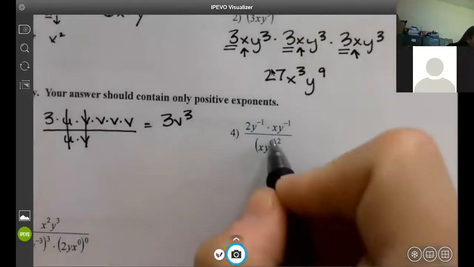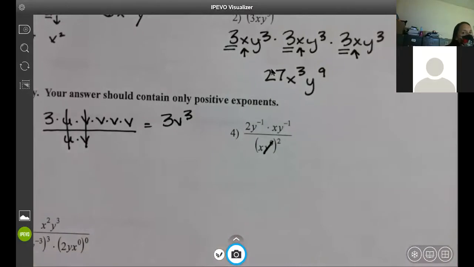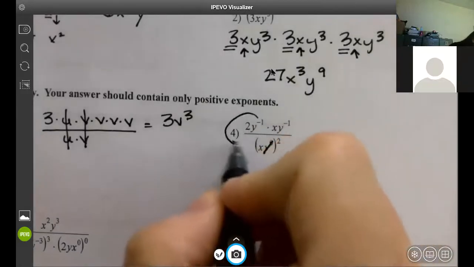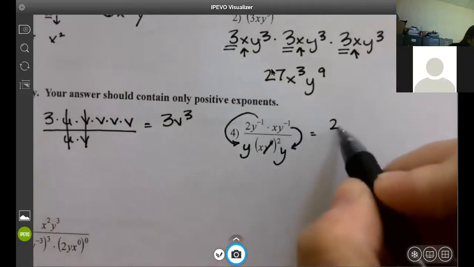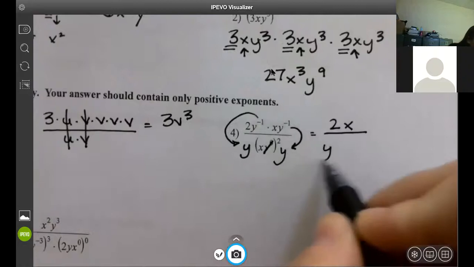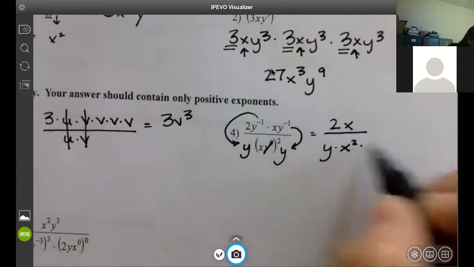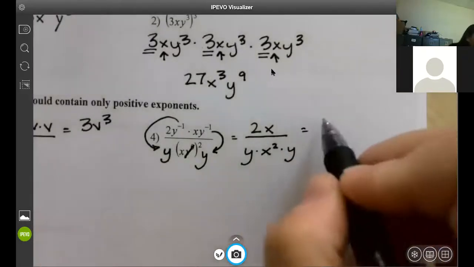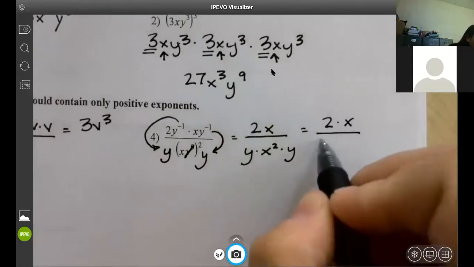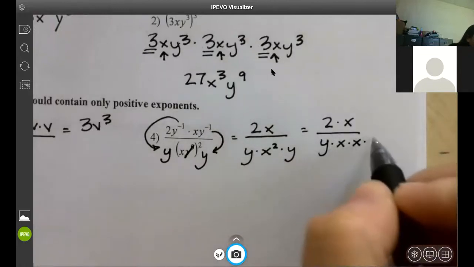All right. Remember also, if you have anything to the 0 power, it's 1, so you can mark it out. So I can mark this y to the 0 out. Also, if I have negative exponents, I need to move them. So if they're on the bottom, I can move them to the top. If they're on the top, I can move them to the bottom. So this y is going to go to the bottom. This y is going to go to the bottom. So what I have now is 2 and x on top. I have a y, an x squared, and another y. If I write that out, I have a 2 and an x, a y, 2 x's, and another y.